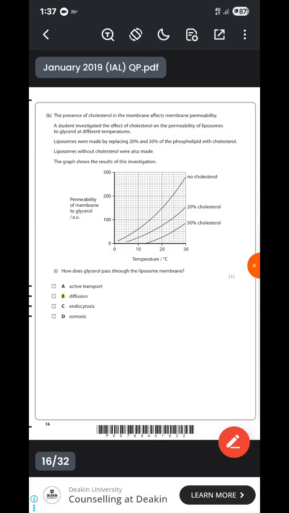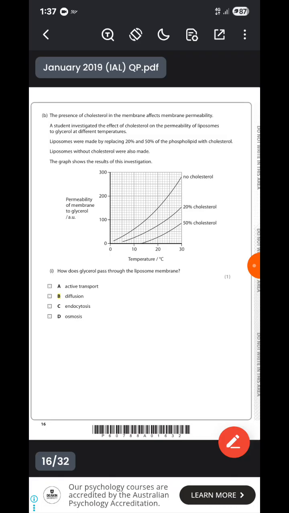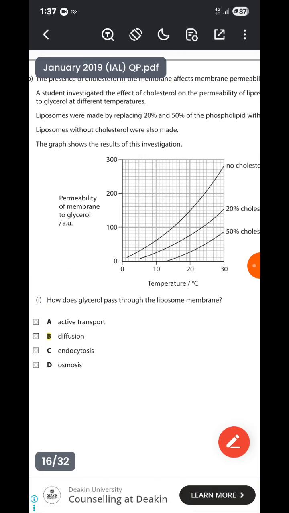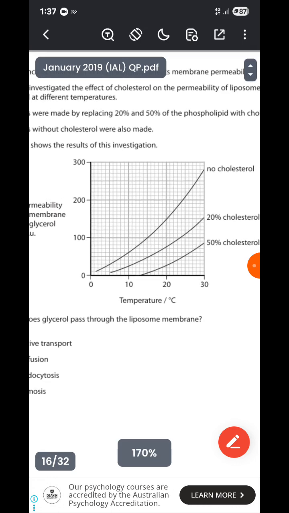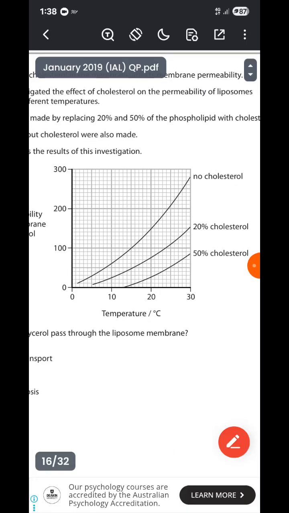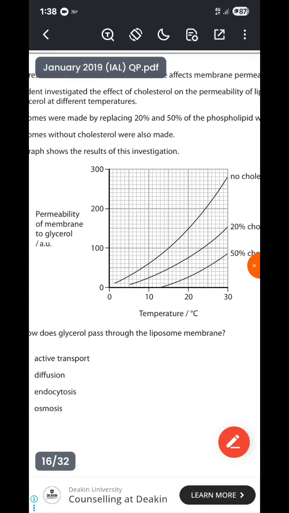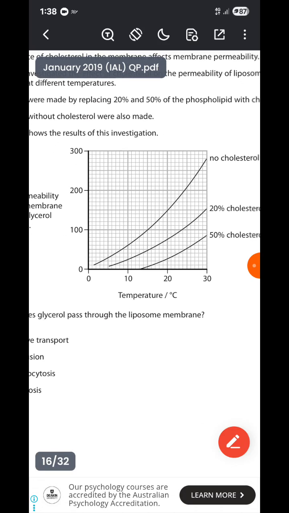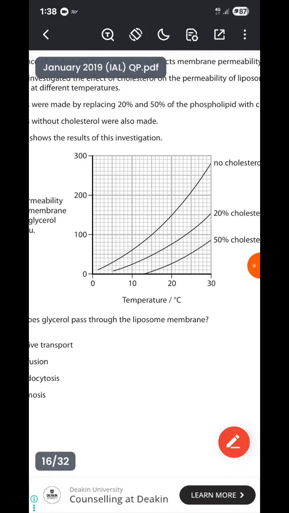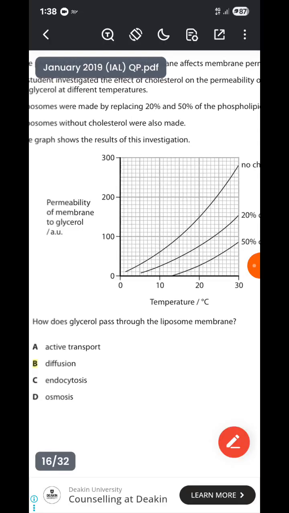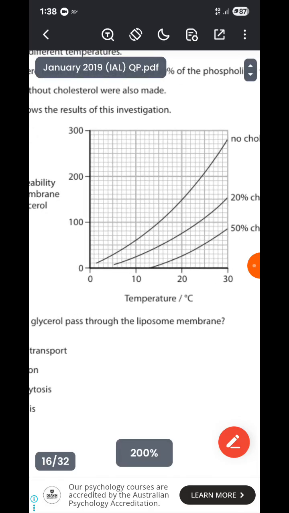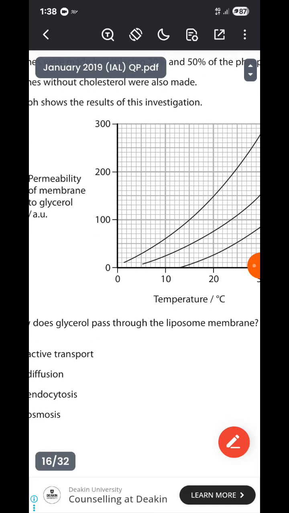So permeability means how fast or how easily the glycerol can pass through the membrane of liposomes. Okay, so here they have taken the x-axis as permeability of membrane to glycerol, and then the y-axis as temperature. So here we can see when there's 50% cholesterol, the membrane permeability is very low, and 20% it is much higher, a little bit higher than 50%. But we can see with no cholesterol, the membrane permeability is really high. And also something we must observe here is temperature. Now we know about the y-axis.